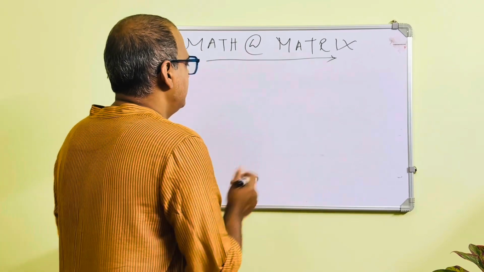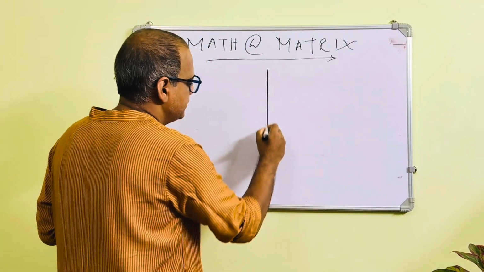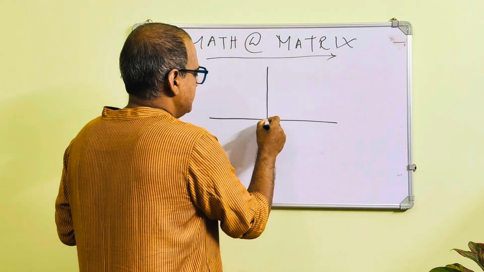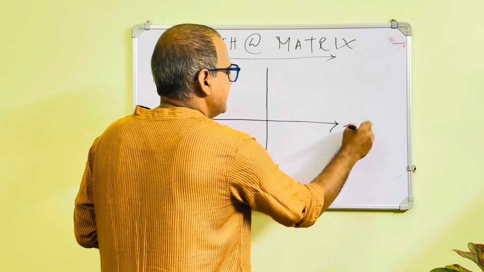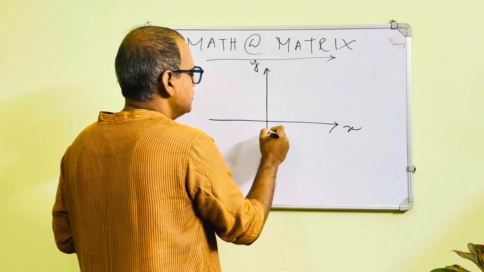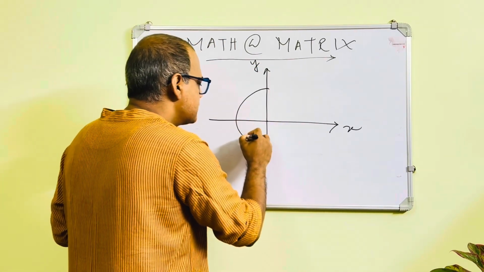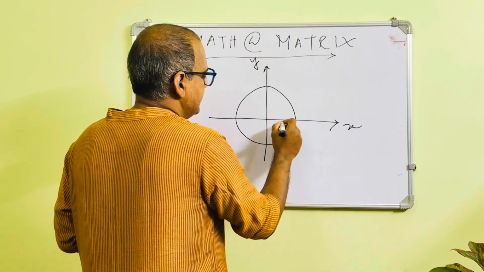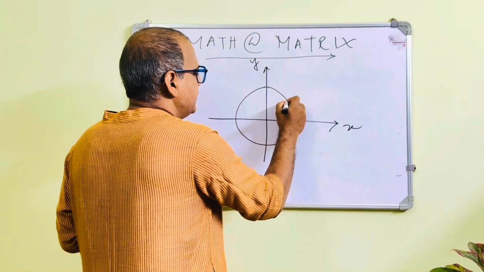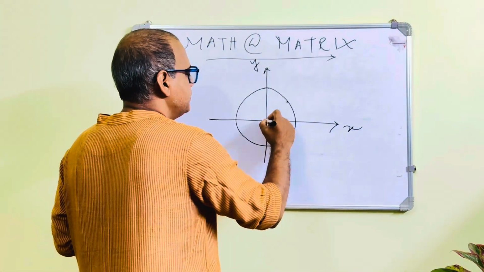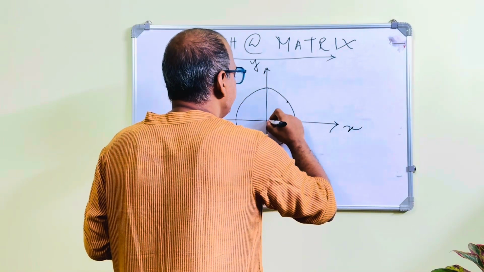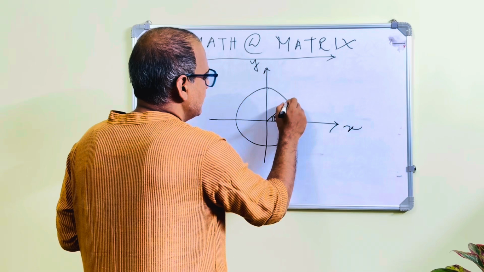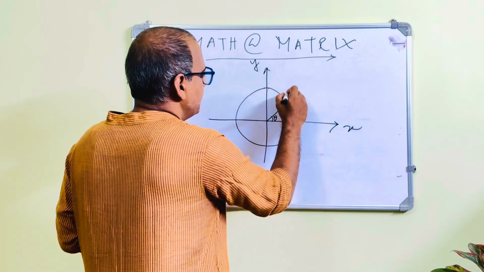Let me draw a circle using coordinate geometry. This is the x-axis, this is the y-axis, this is the origin. Let me draw a circle, and this radius is r. And I'm taking a point here on the circumference, which makes an angle theta with the x-axis. So this is theta. This is the point A.